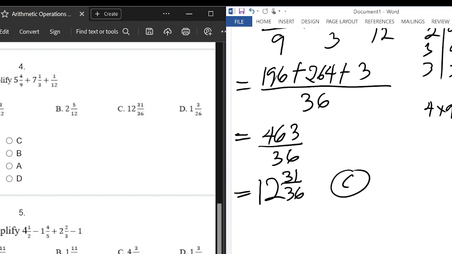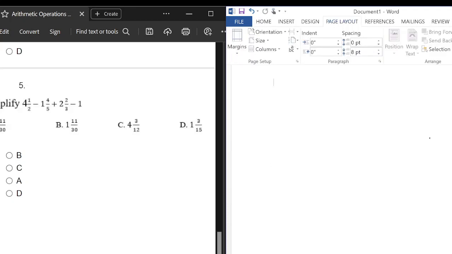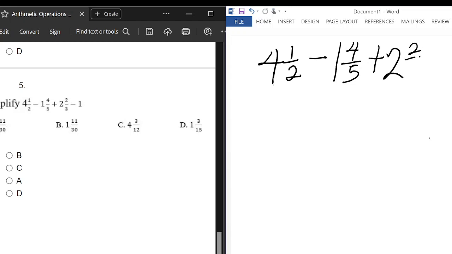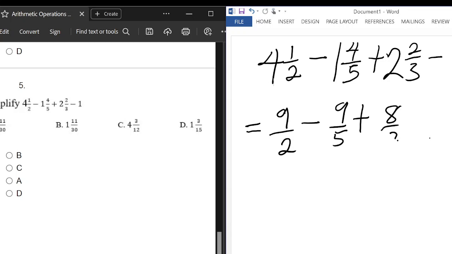So the next one is the last question. Let's look at it now. So this is the last question here, question number 5. So we have simplify 4 whole number 1 over 2 minus 1 whole number 4 all over 5, right, plus 2 whole number 2 over 3 minus 1. So what we're going to do, we change everything to improper fraction. This will be what? 9 over 2 minus 9 over 5, right? Plus 8 over 3 minus 1 over 1. So since it's 1, it's going to be 1 over 1.